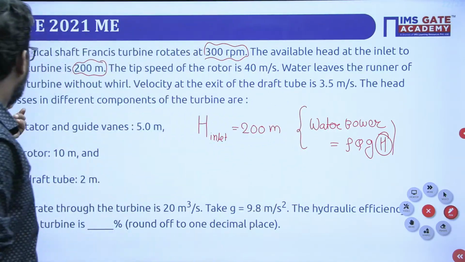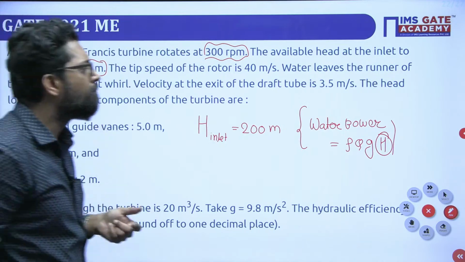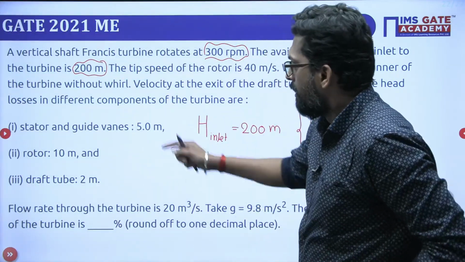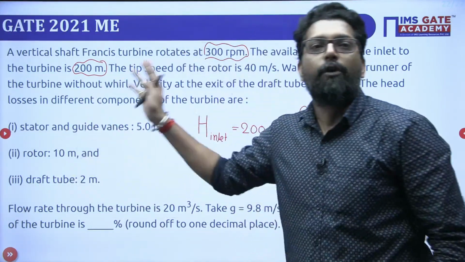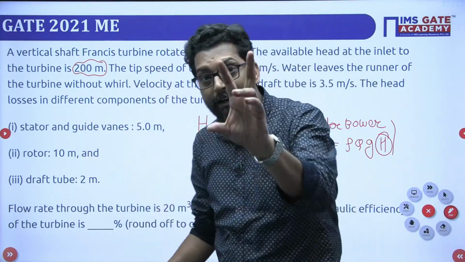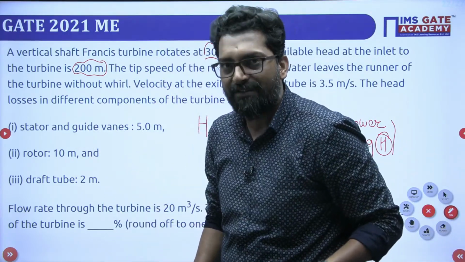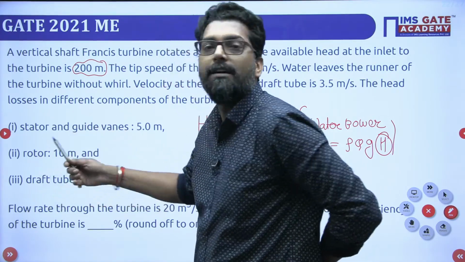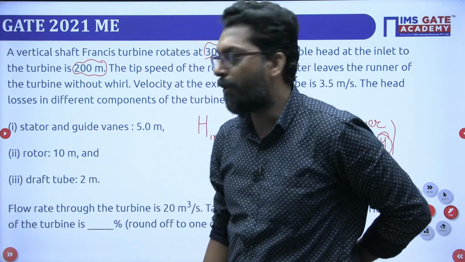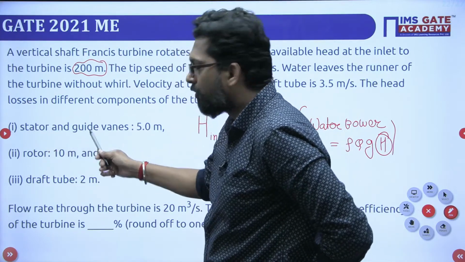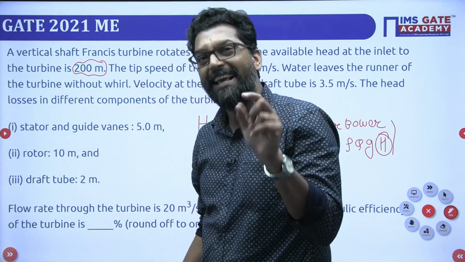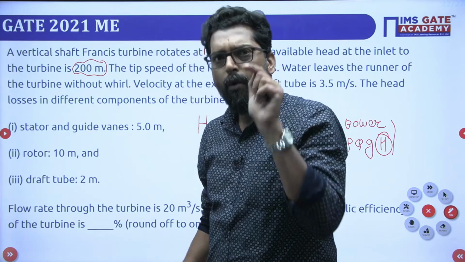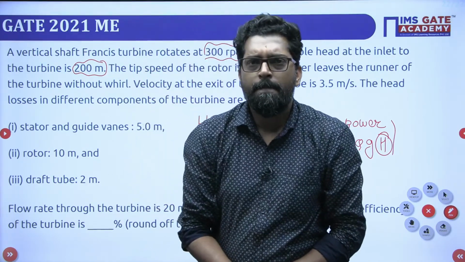The head loss in different components of the turbine is there. This line is very important, I'm telling you. So there are different components in the case of a Francis turbine. What are they? Stator, guide vane, rotor, draft tube. Major components. So a stator and guide vane.